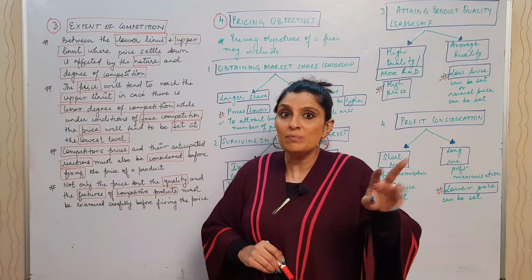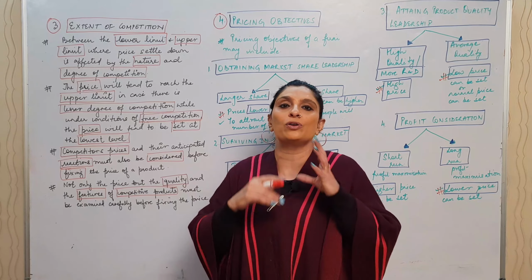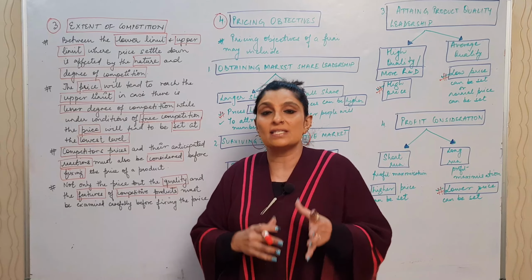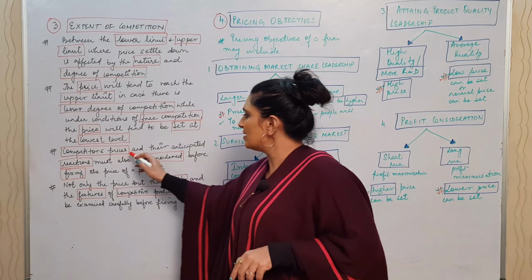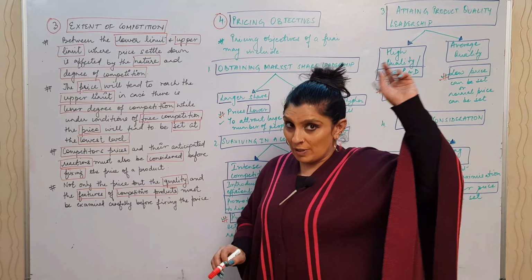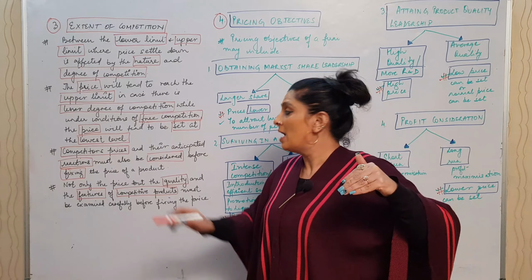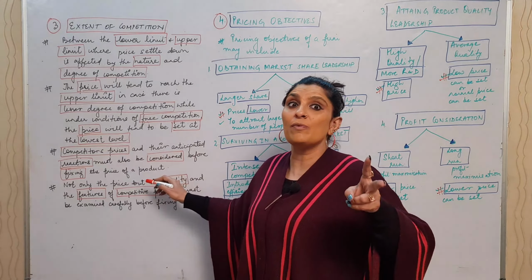Why? Because you're competing with many people. In case there is a foreign company, you're competing with that, so you're going to raise your standards and keep prices in such a manner that you're able to compete with them. So competitors' prices and their anticipated reaction, the price of the competitor who has come there, you have to keep them and their reactions in mind. It has to be considered before fixing price.